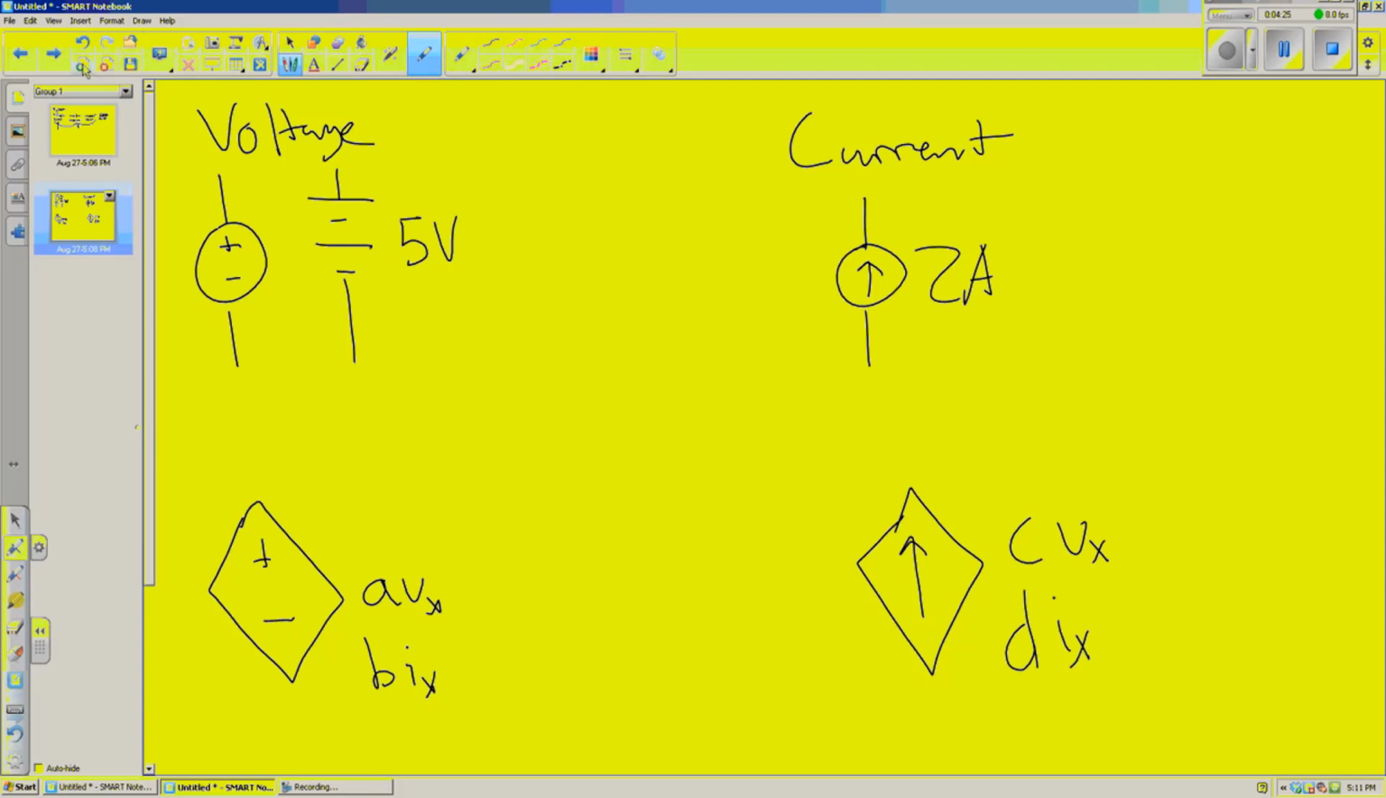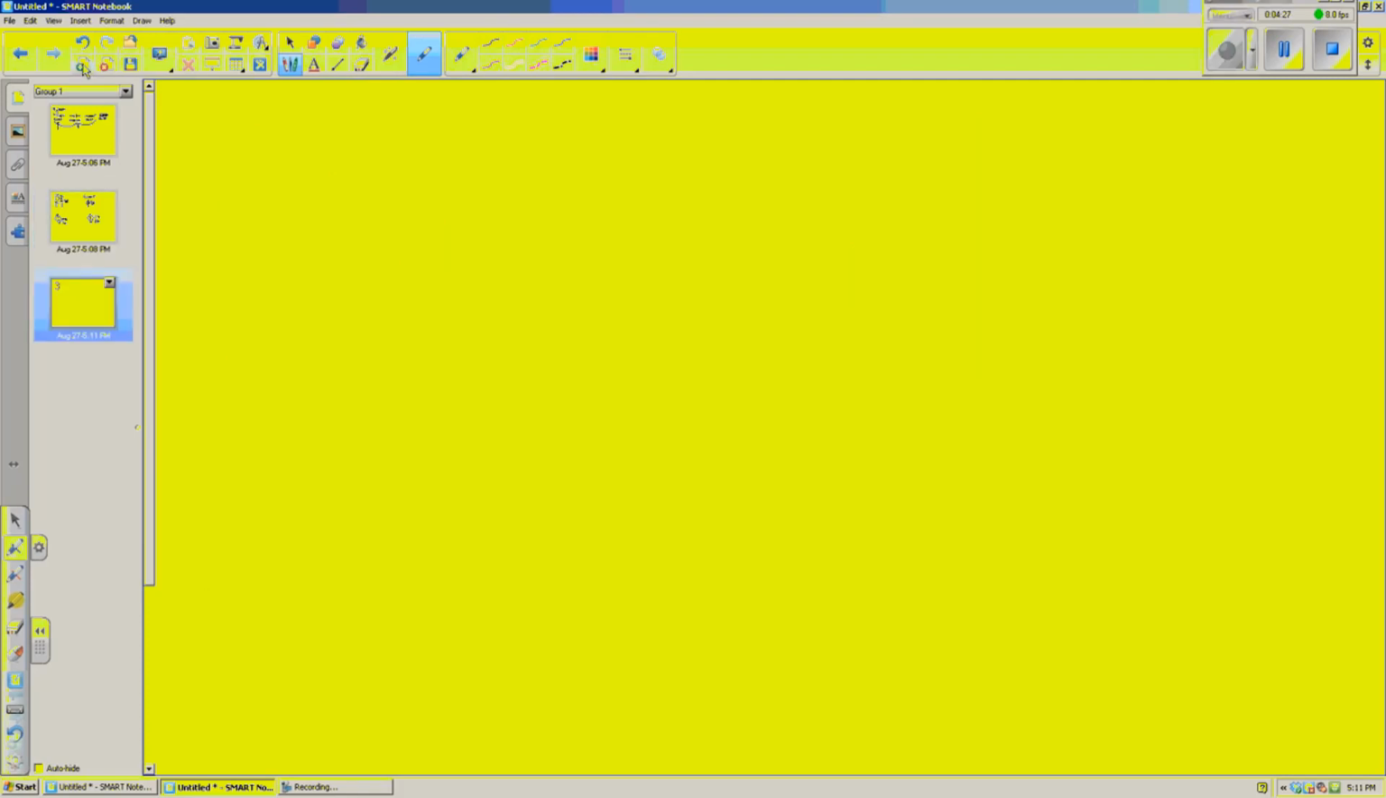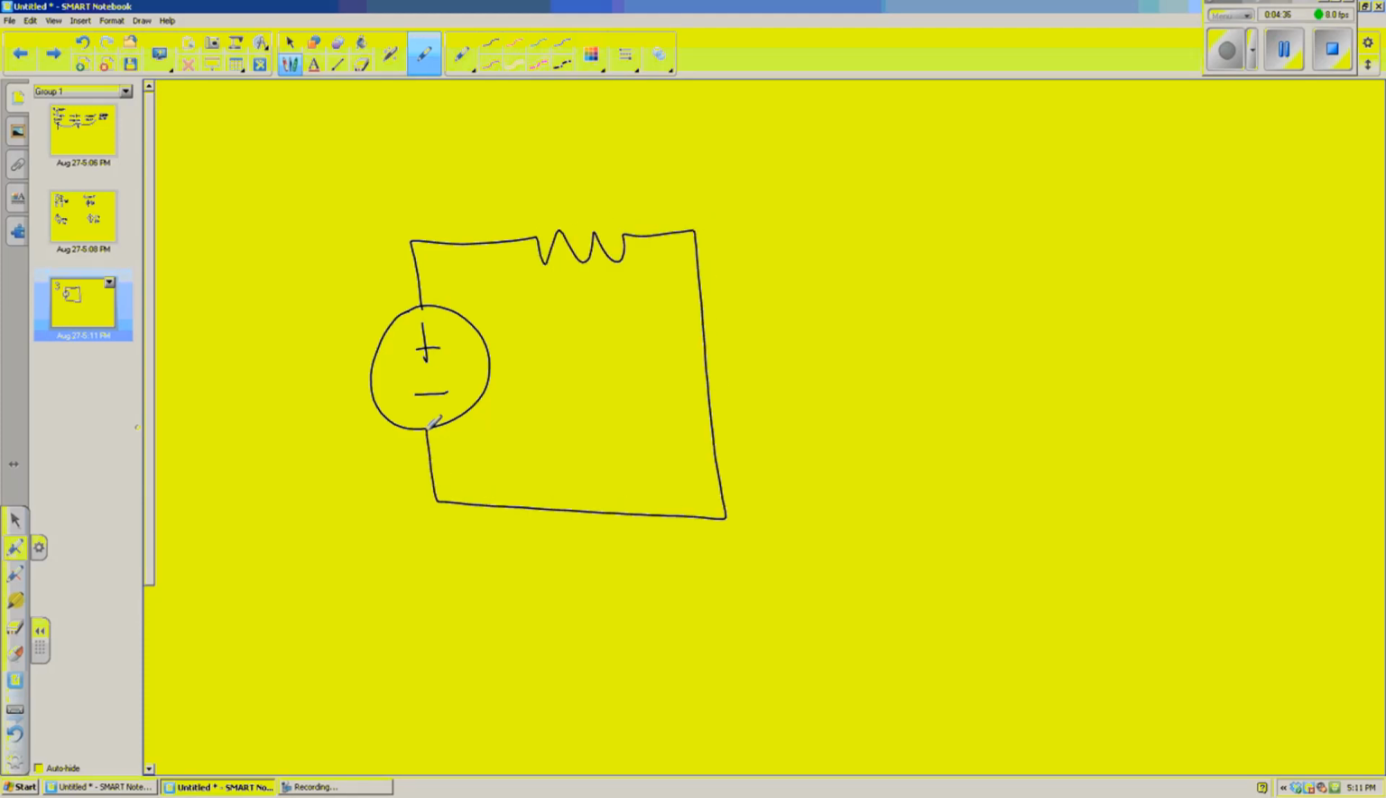Alright, let's put a circuit together using what we've got here. So we can start off small. We'll just do an independent voltage source with a resistor. Now, this will give us 12 volts, and we'll have a resistor, we'll just call it R1.